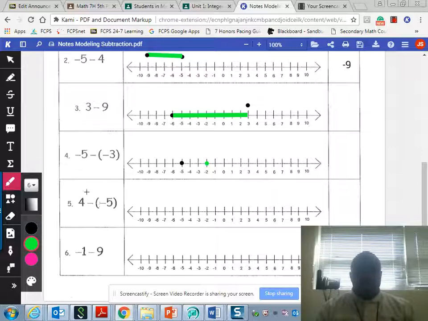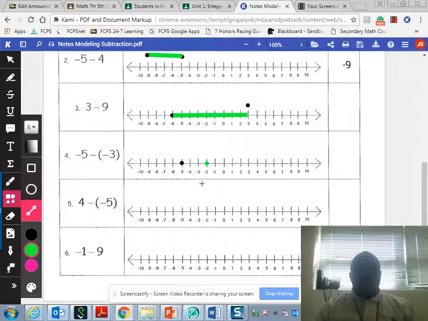So let me show you again. Right here, this is saying -5 minus -3, or we can say it another way, -5 take away 3 negatives, okay? So let's show this from a drawing aspect. First we're here at -5. They want us to take away 3 negatives. So this is taking away 1, 2, and 3, okay? And we end up at -2.